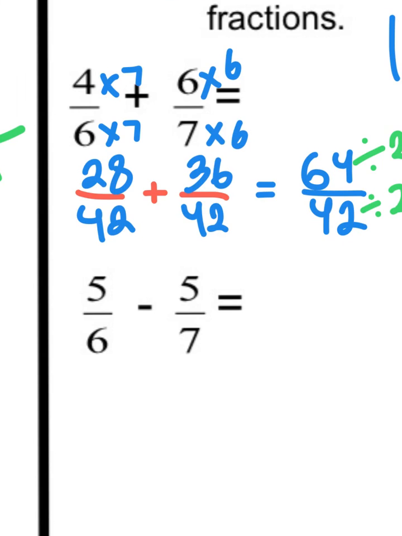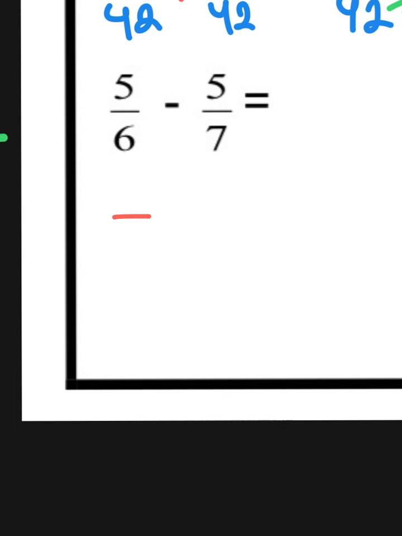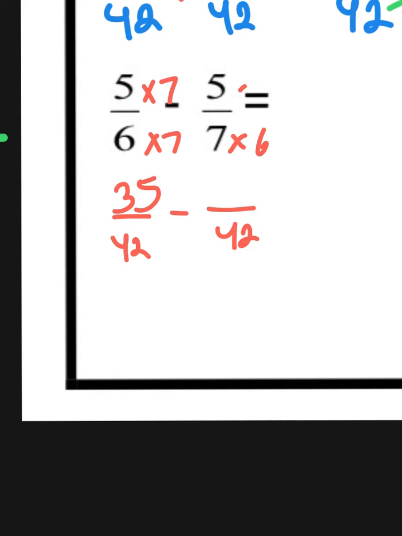So for the bottom fraction, we have to do the same thing. So let's go and create our equivalent fraction. It'll be 42 again. 42 and 42. It'll be times 7, which gives us 35. This would be times 6 and times 6. That will give us 30. And of course 35 minus 30 will be 5 over 42. And that cannot be simplified, so the answer is 5/42.